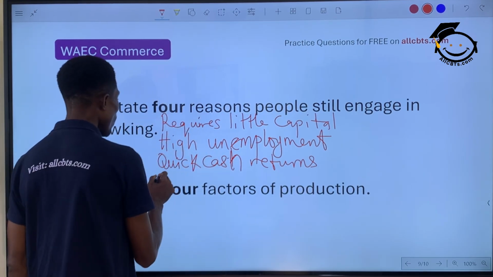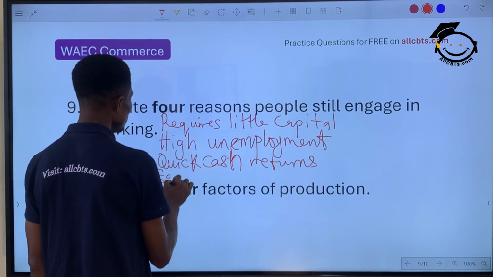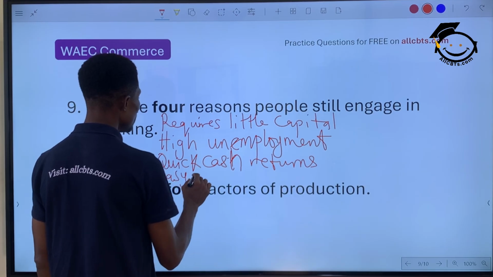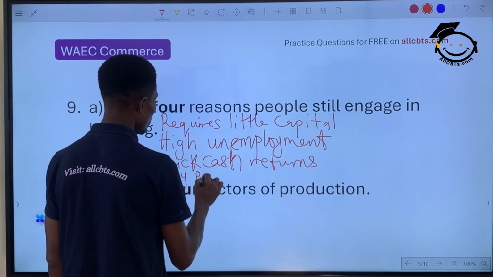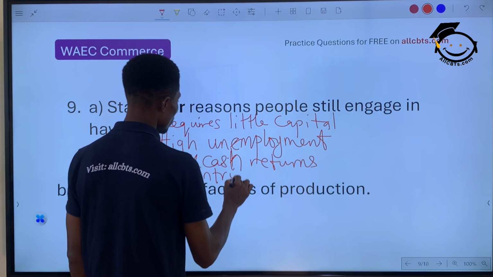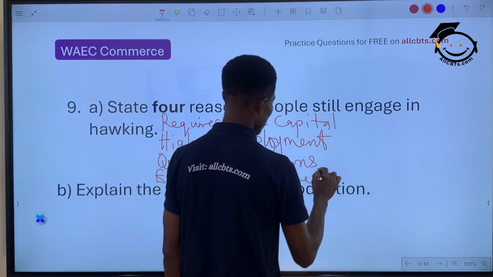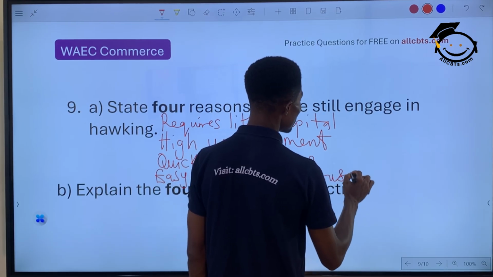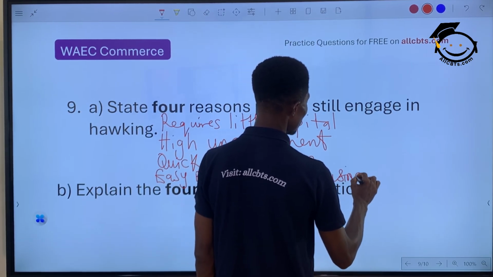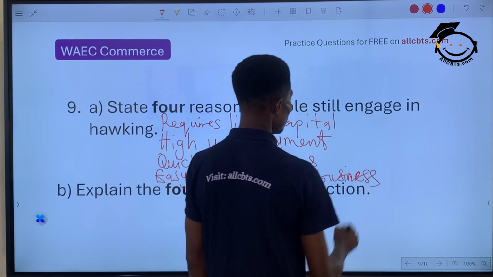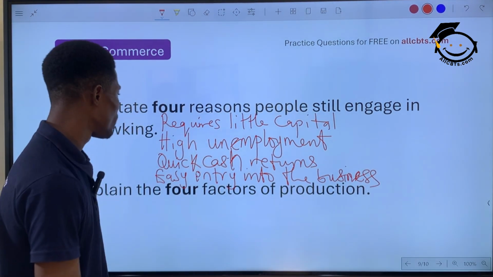And the last one is what we call easy entry into the business, because they don't need to register the business, so they can start sharply. It does not require business registration.